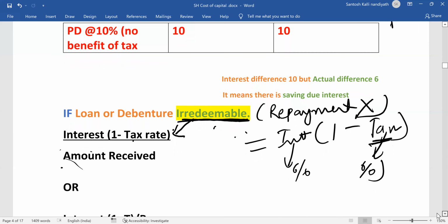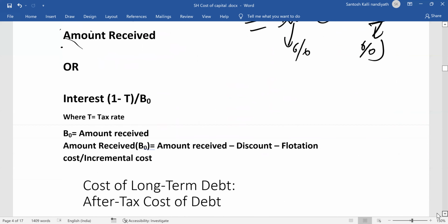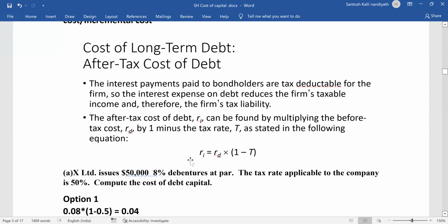Perfect. So up to here we are good. We'll do one question. See, the same thing is used by your professor. I have just used it for your reference, so you don't get confused. Same thing we have discussed: interest rate times 1 minus tax.